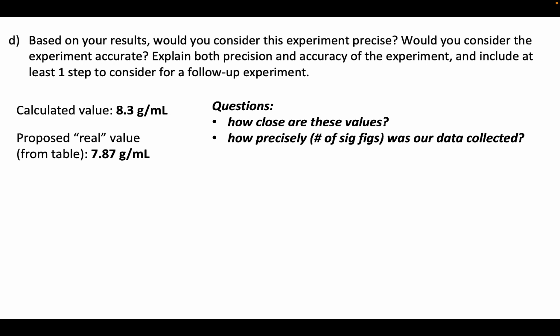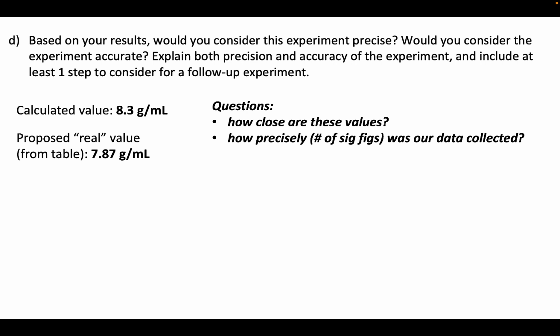And the next thing we want to look at is how precise was our data? How many sig figs did we collect with our data along the way? How well was the instrumentation we used suited to this experiment? And so as you think about this, really the first one is the accuracy question. How close is this to the value that we found? And the second question is the precision question. How many sig figs were we able to get, which shows how precise our measurement tools may have been.